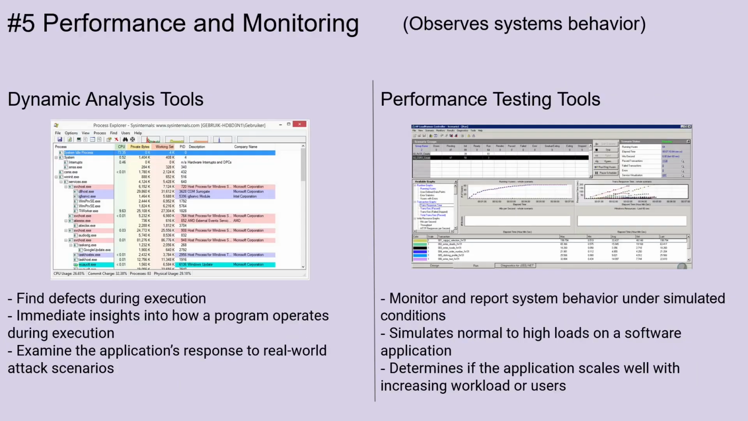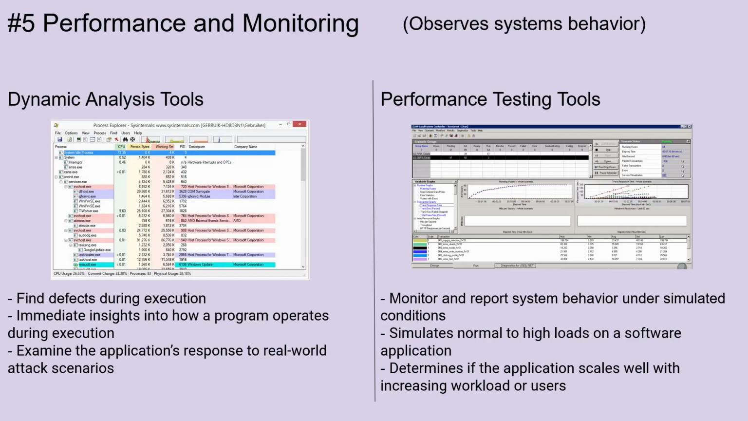Performance and monitoring observe systems behavior. There are two tools within performance and monitoring. These are dynamic analysis tools, performance and testing tools. Dynamic analysis tools are critical components in the software development and testing process, focusing on evaluating the behavior of a program while it is running.